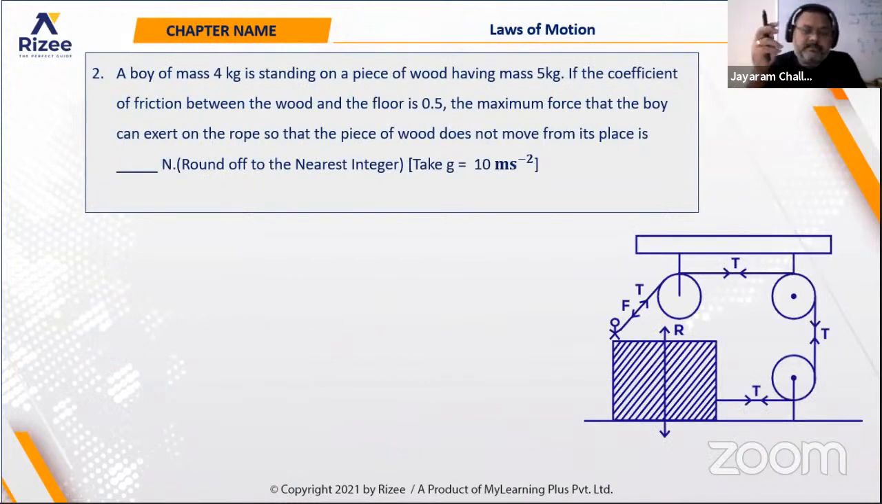Now in this case, a body of mass 4 kg is standing on a piece of wood, where the piece of wood has a mass of 5 kg here.